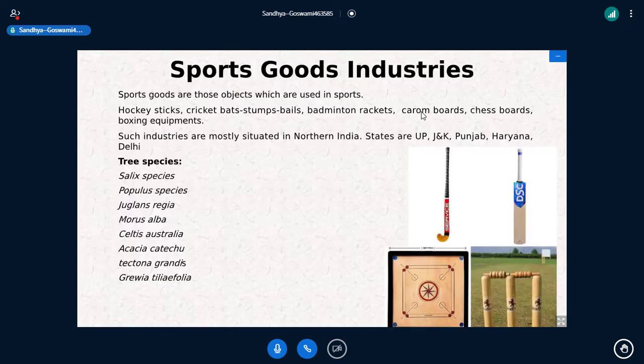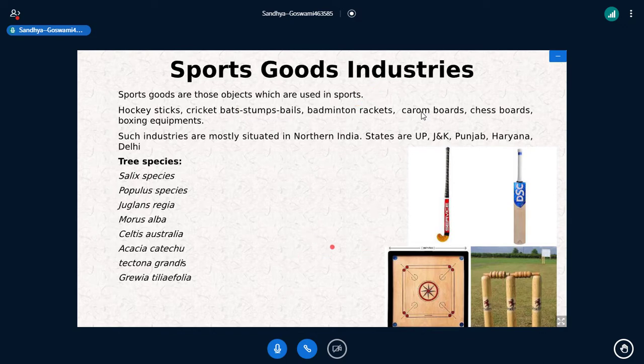Okay, now another industry, the sports goods industry. In sports goods, as you could see here in the pictures, there is hockey stick, cricket bat, cricket stumps, bails, carom board, besides this chess board, sometimes fishing net related instruments, tennis rackets. In all these sports goods, wood is in use. So when we say sports goods, these are objects which are used in sports.